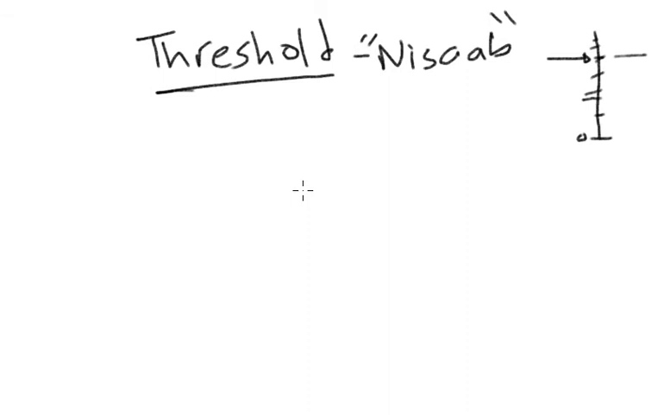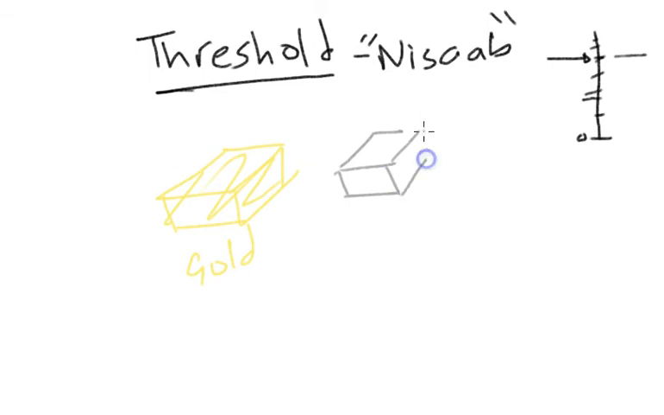Now in Islam, the types of threshold for zakat are several, but the ones that concern us are two. Gold and the other is silver. These are the two which will concern us, gold and silver. Now, how do you work out the threshold, or what is the threshold of gold and silver?